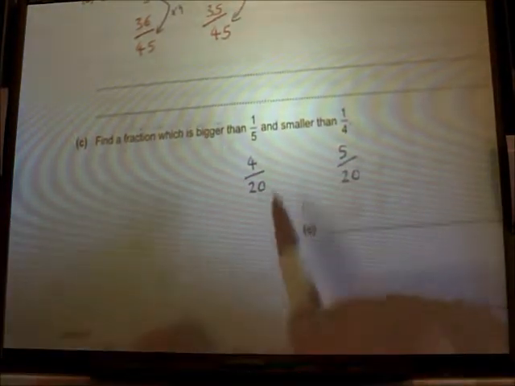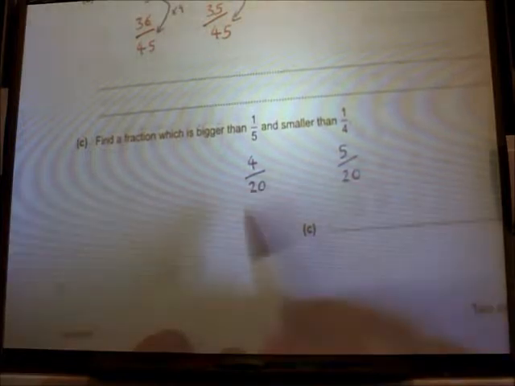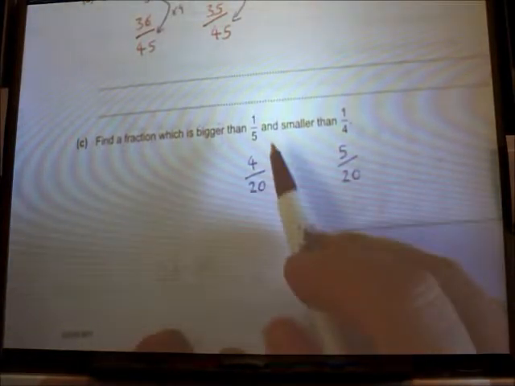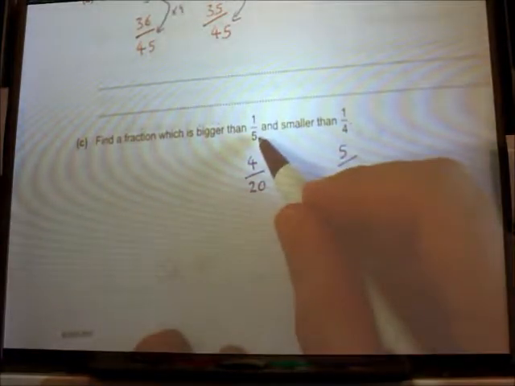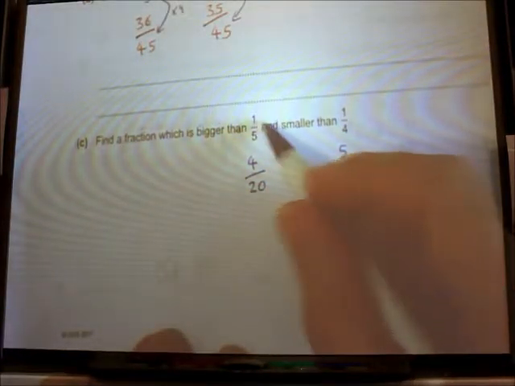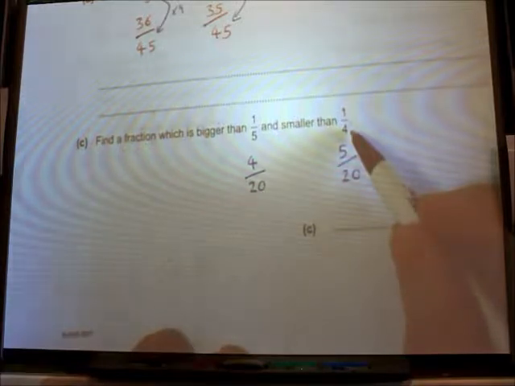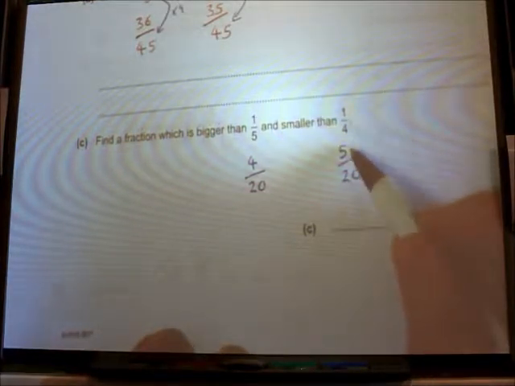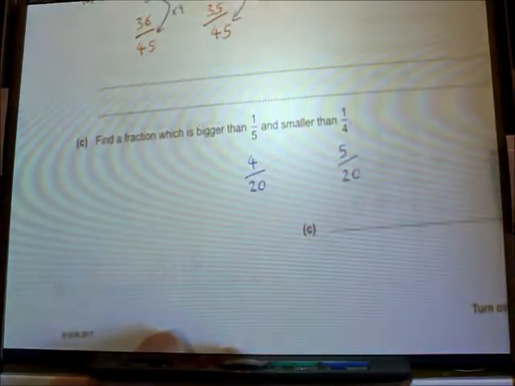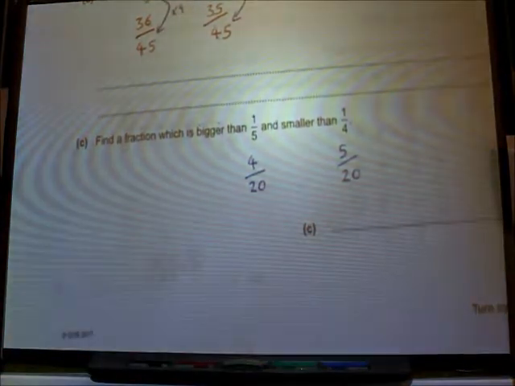You need to find a common denominator, so you can compare them. 5 and 4 both go up into 20. So here I've multiplied the denominator by 4, so you do the same to the numerator. And here I've multiplied the denominator by 5, so you do the same to the numerator, so that gives you 5 over 20. So what fraction is between 4 over 20 and 5 over 20?